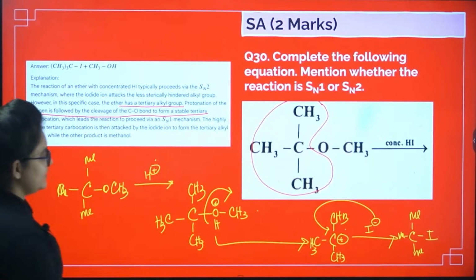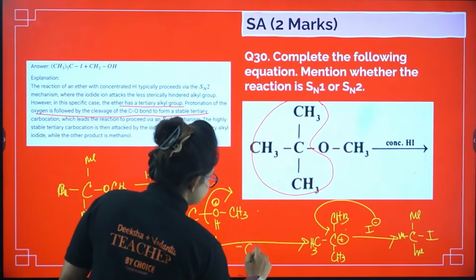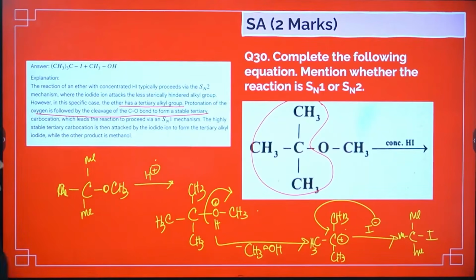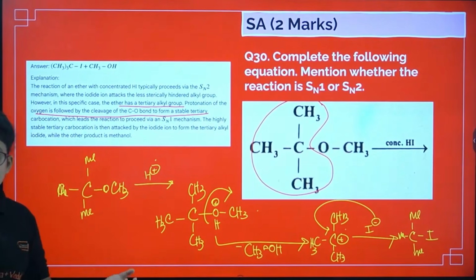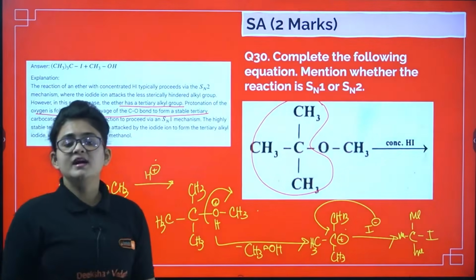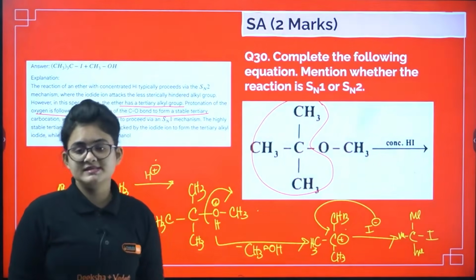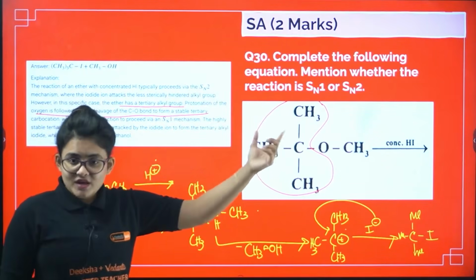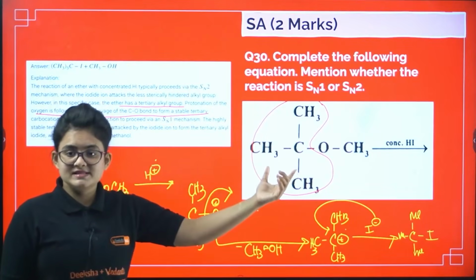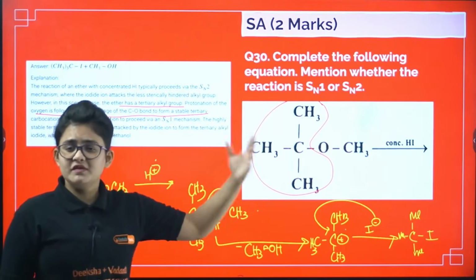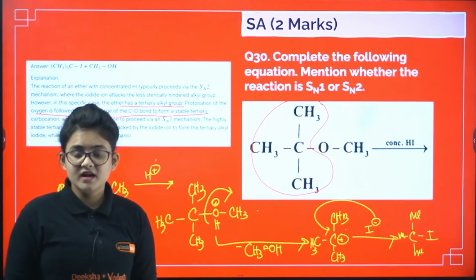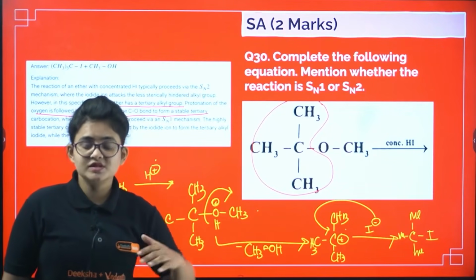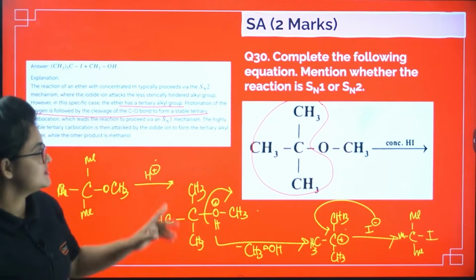And definitely if this thing is released, then you will get CH3OH here, right? I guess this is clear to you. Just in order to get a better intermediate, the reaction will proceed through SN1 mechanism. So always focus on the starting material. If an SN2 reaction would take place, the backside is hindered, from where I minus will attack, right? So that's the reason, to make the reaction susceptible, it will proceed through the SN1 mechanism. I guess this is clear.